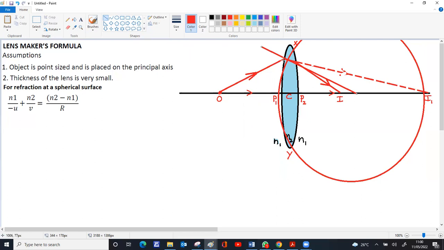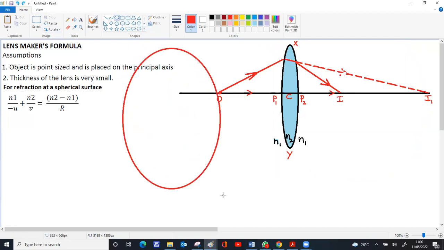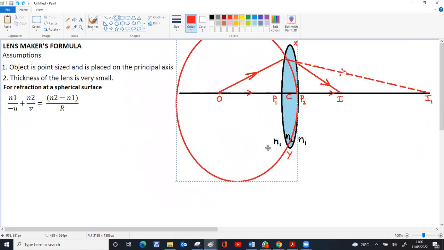This light ray is supposed to go straight. It's a normal for a sphere. A line drawn from the center will always be the normal. So instead of going straight, if it's going down, it is towards the normal. It's bending towards the normal from rarer to denser, N1 to N2. Now, this light ray undergoes refraction from the second surface. This will be the second surface.